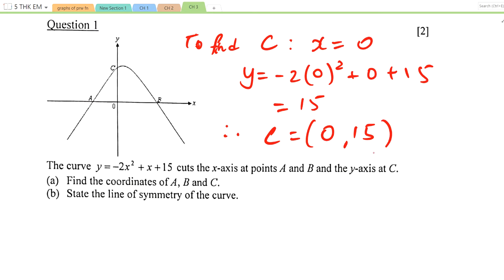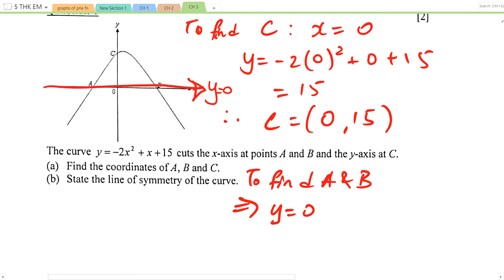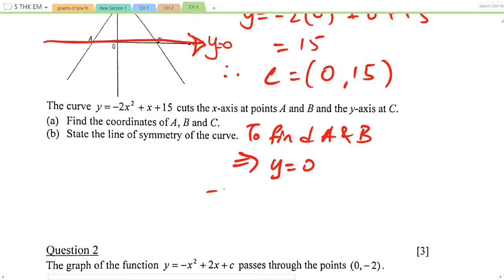Then next, to find A and B. What is the approach to find A and B? Okay, so this tells us that what? Y equals 0. Yeah, because this line over here, the x-axis, is given by y equals 0. That is the equation of the x-axis. Alright? So when y equals 0, I have -2x squared plus x plus 15 equals 0. Next step. What is the next step? Solve. Yeah.